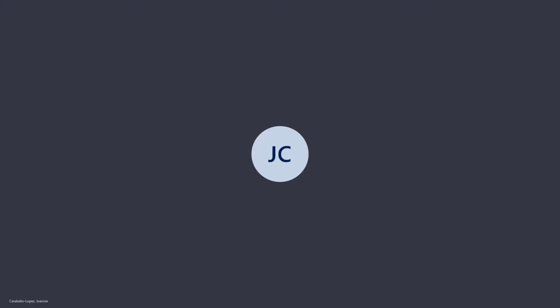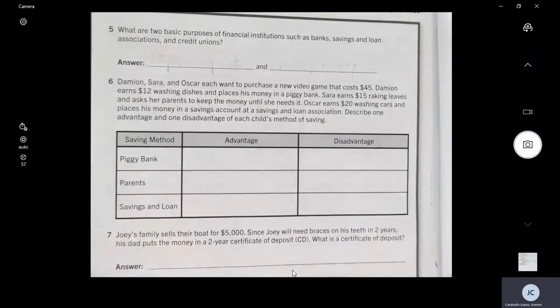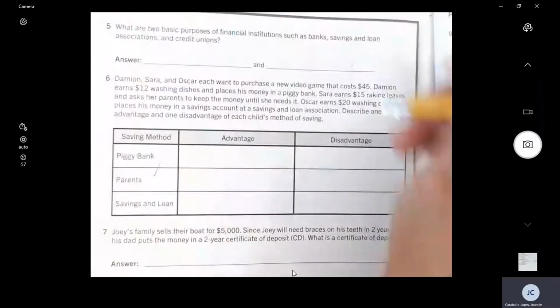Page 396. If you were not able to log in before, you can watch this part of the video and we will work on this part of our homework together.